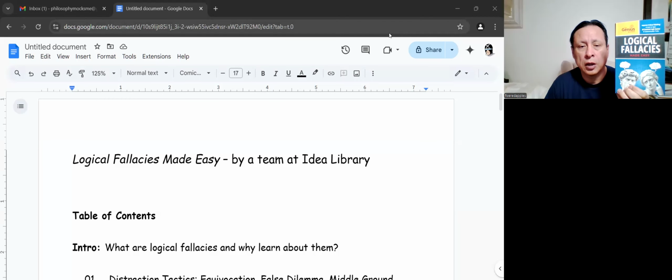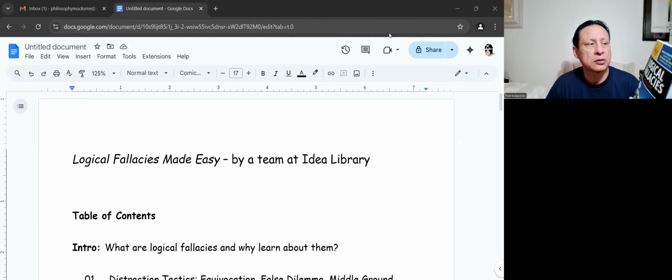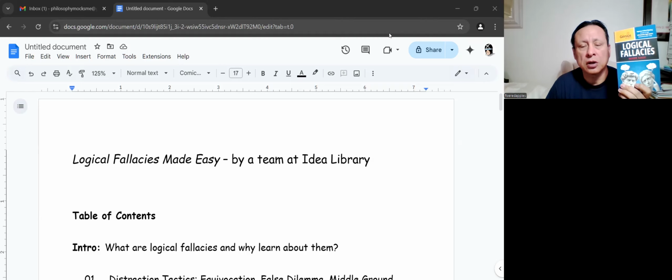Okay, I'm here to do a short book review on this book right here, Logical Fallacies Made Easy. This is published from the Genius Guides series, and the authors are just listed as a team at Idea Library.